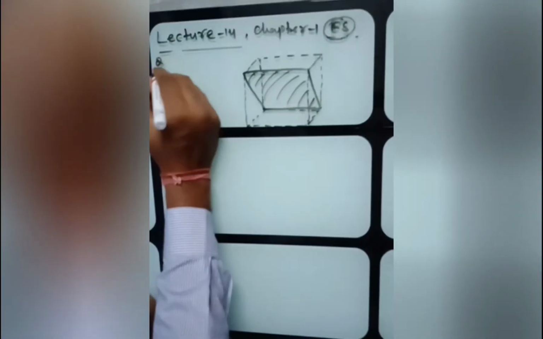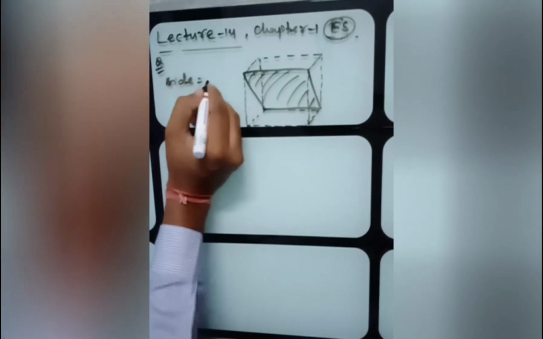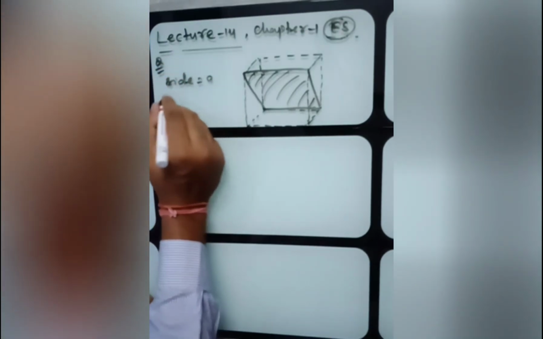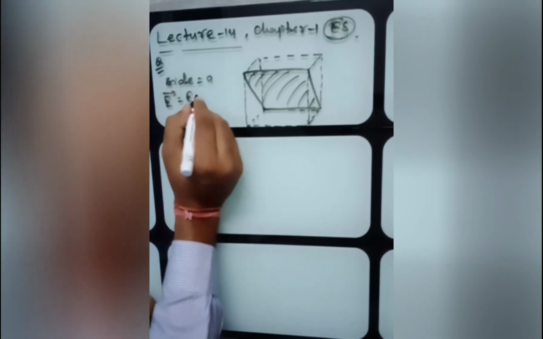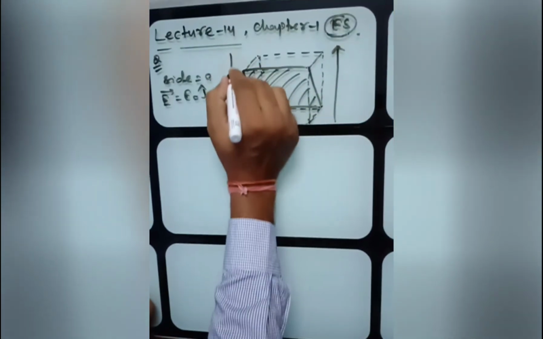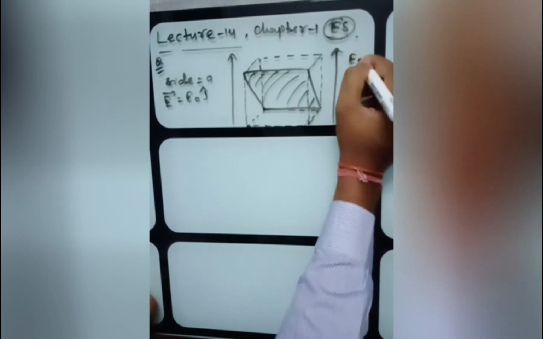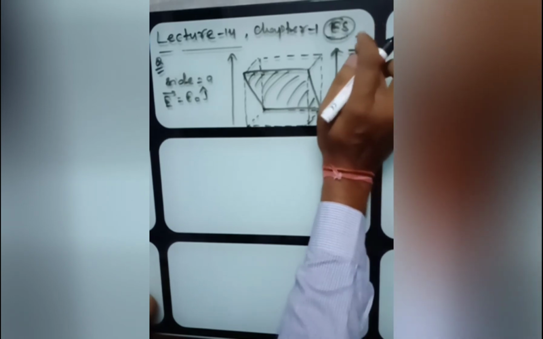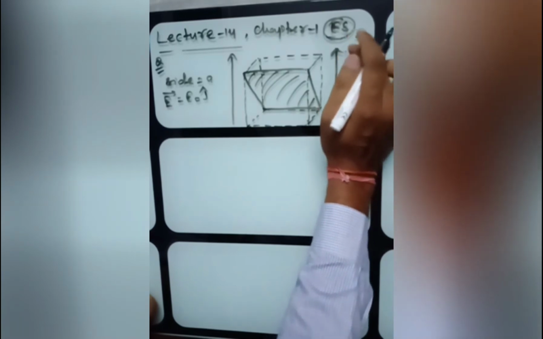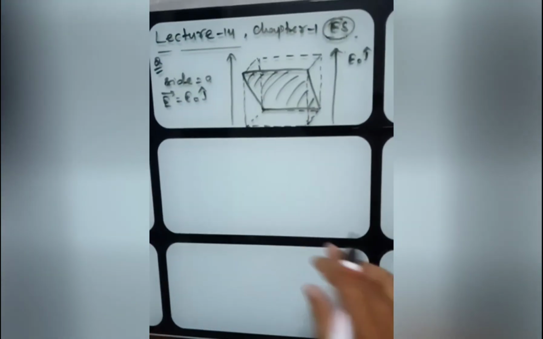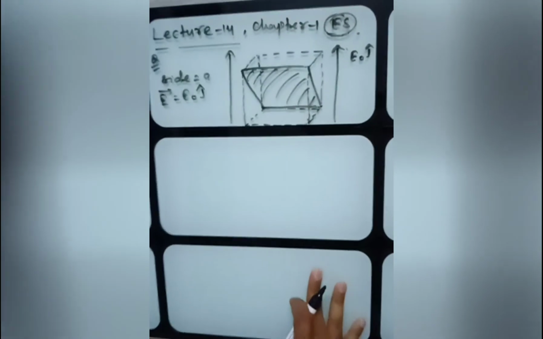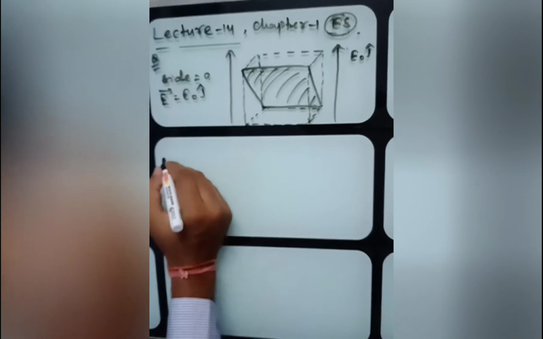Again, the side of the cube is A, and the electric field is E naught j cap. The electric field is in the upward direction. A very simple question. E naught j cap is moving in the upward direction, and you have to find the electric flux by this face only. How will you solve it? Pause the video and try to solve. Okay, students, now the answer.